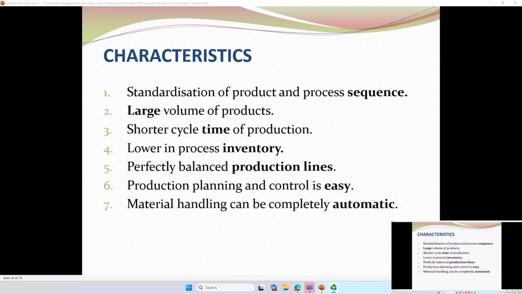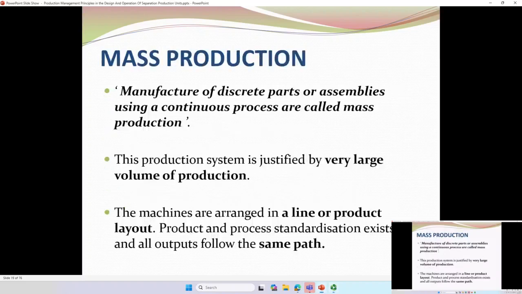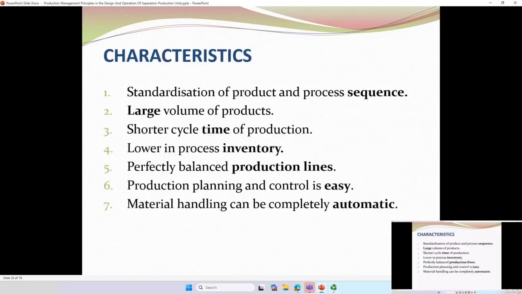They can have a sale of what? Thousands of products, millions of products because of this. Then a perfectly balanced production line. Production planning and control is very easy. And this is where automation comes in. Then material handling can be completely automatic. You see now? So that is the secret of the Chinese.